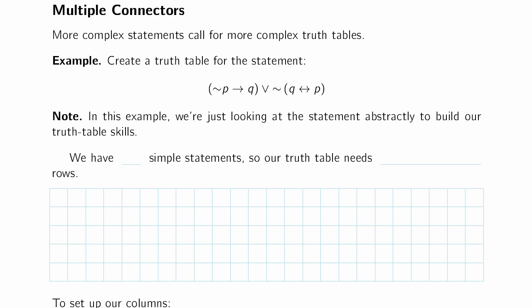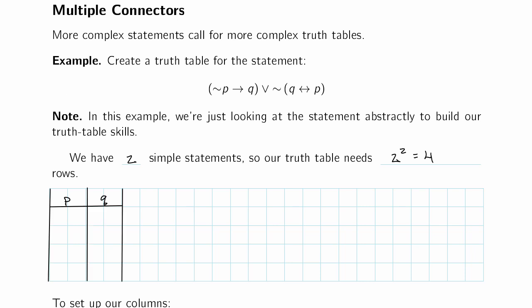What I haven't given you is the columns already set up. We're going to set up the columns ourselves. And one of the skills that we're going to build up is figuring out what columns we need and how many columns we need. So let's start with the rows. We'll start with the rows and with columns for our simple statements. We have two simple statements, so we need 2 to the second power equals 4 rows. We'll have a column for P and a column for Q.